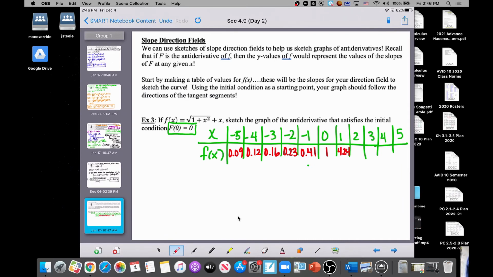Oh, sorry, I skipped one. My apologies. Back up for a second. When we plug in 1, we get 2.41. When we plug in 2, we get 4.24. When we plug in 3, we get 6.16. When we plug in 4, we get 8.12. And then finally, when we plug in 5, we get 10.1. Okay? So these y values on f of x are going to be our slopes on our antiderivative big F.